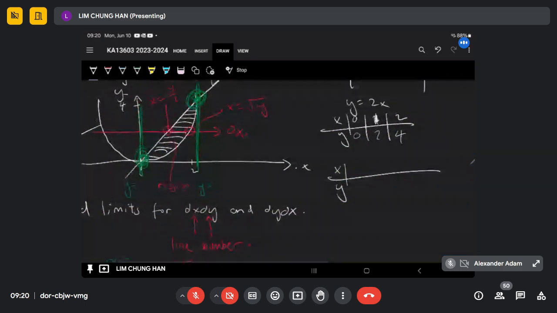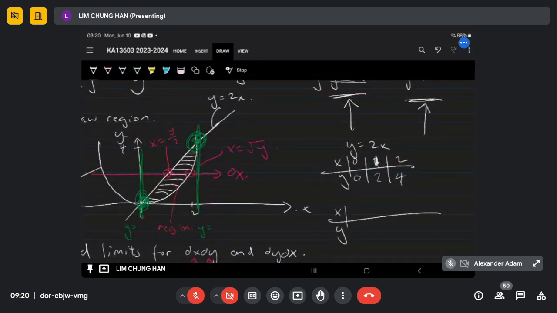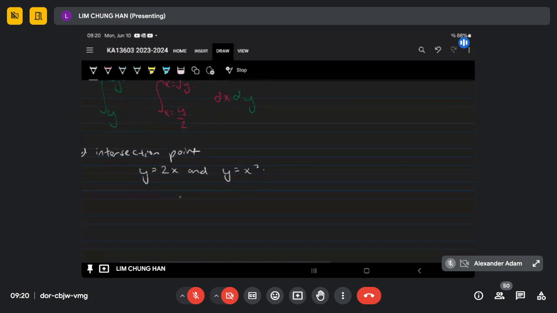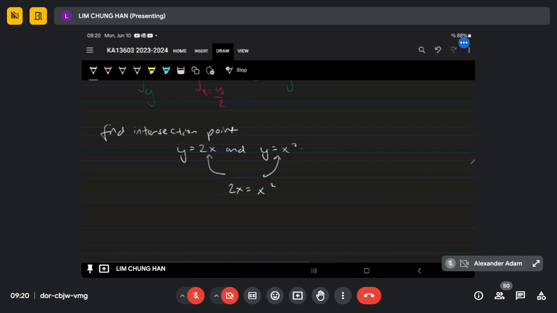These two equations hit each other at these two points. To get the intersection point, you just equate the two. 2x equals x squared. To find the intersection point, you equate the two. You know this method, right? Yes. To find the intersection point, you just equate the two. Okay, then you solve. So 2x equals x squared.